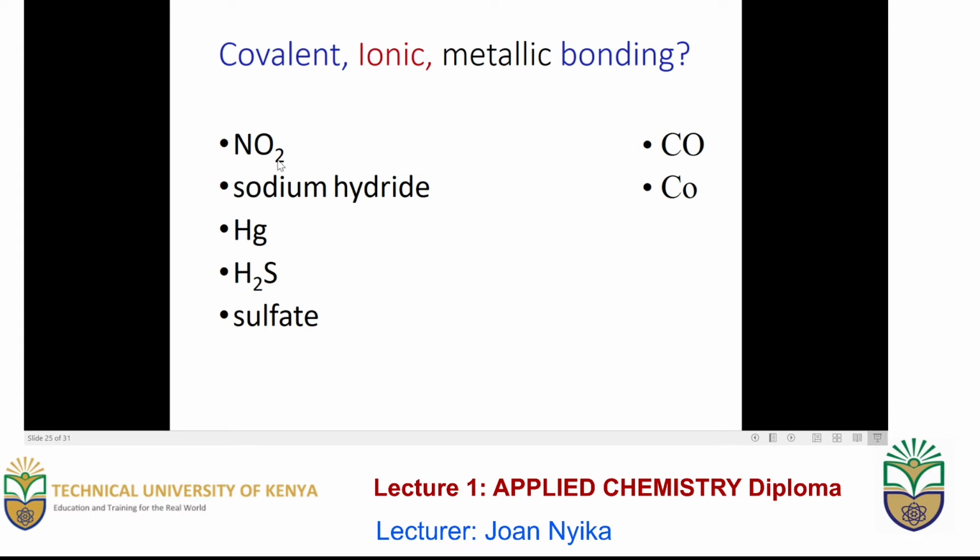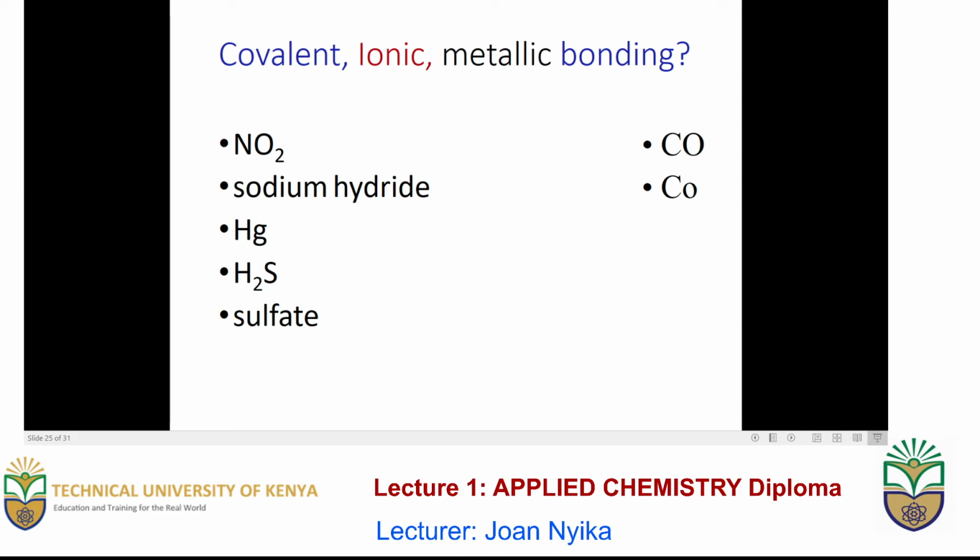So let us look at these elements: nitrogen dioxide, sodium hydride, mercury, hydrogen sulfide gas, sulfate, carbon monoxide, and carbon dioxide. When you are asked, is this a result of covalent bonding, ionic bonding, or metallic bonding? What makes you know whether it is a covalent, ionic, or metallic bond? Remember what we have said the three are.